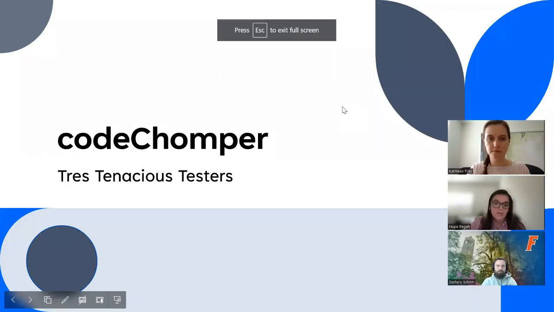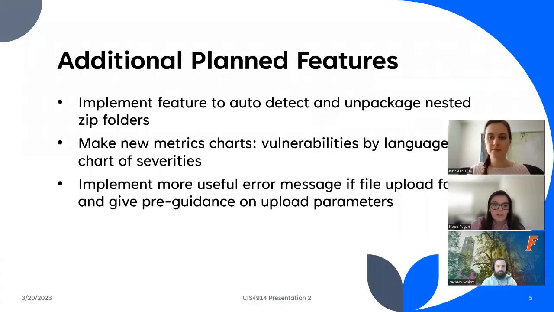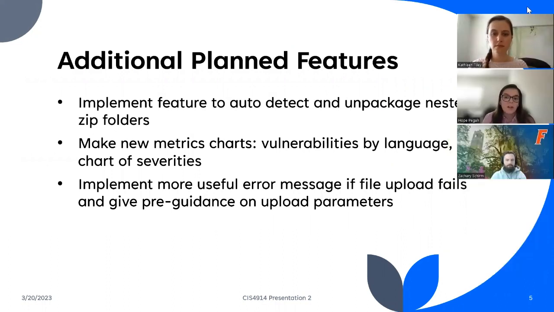So the next thing that we have to do is we're going to implement the feature to auto detect and unpackage nested zip folders. So if there's a folder within a folder, we'll unpackage that. The next thing is making some new metrics charts, so vulnerabilities by language, or pie charts of the different severities. And then lastly, we need to implement some more useful error messages if a file upload fails. And then also on the upload page, we're going to give some pre-guidance on upload parameters.